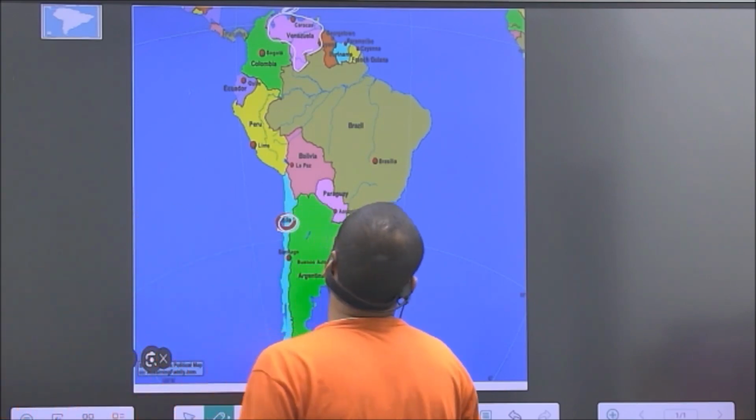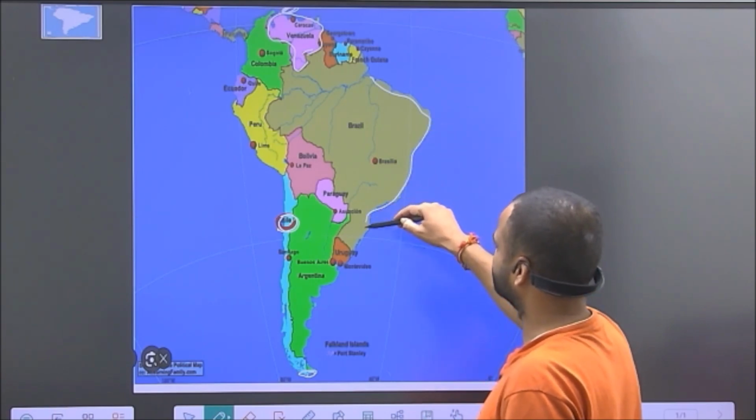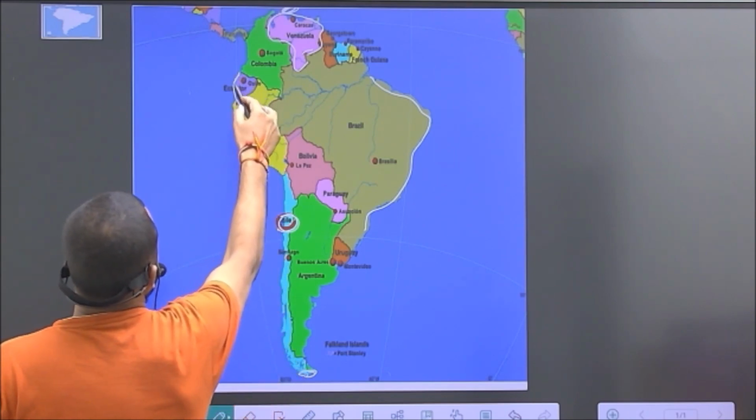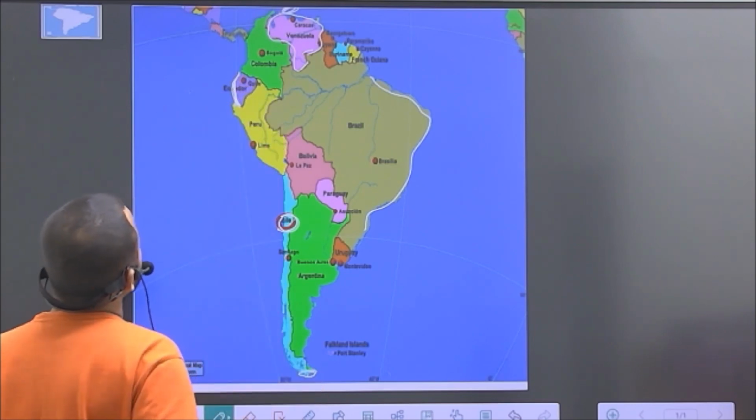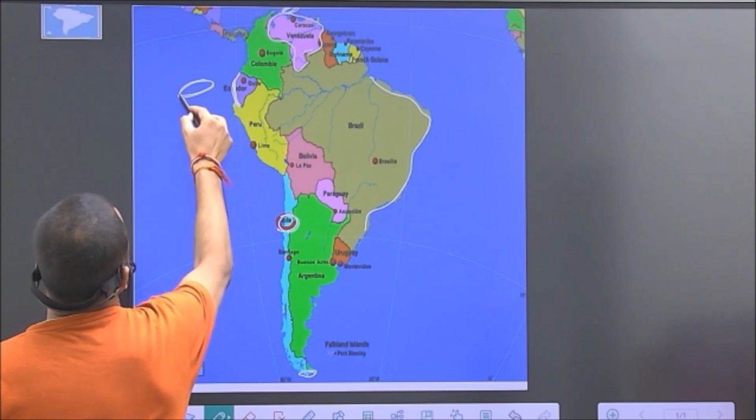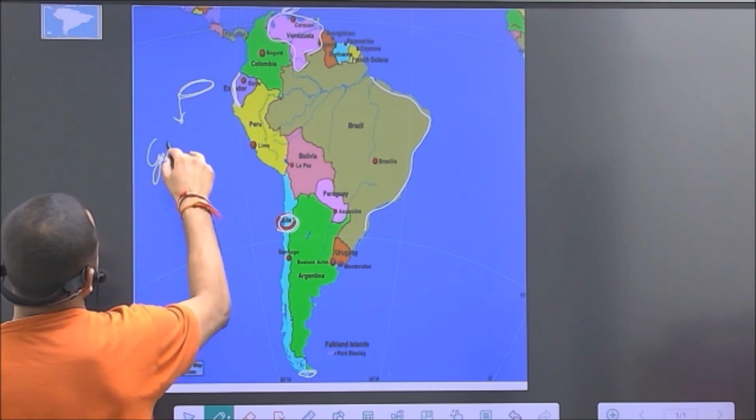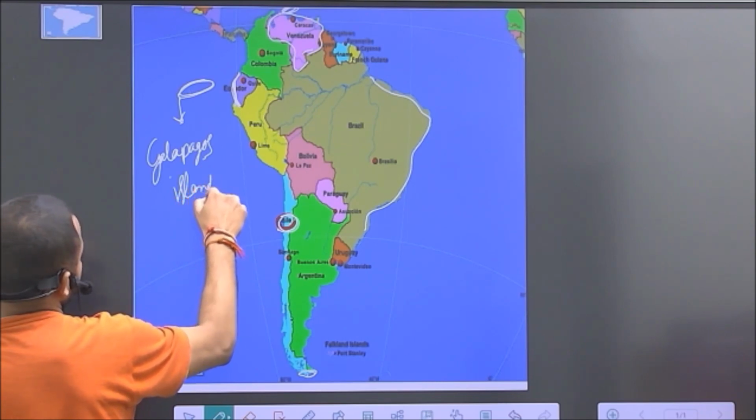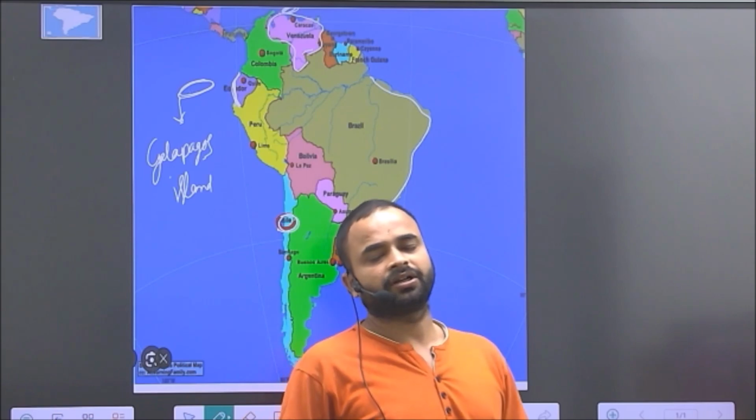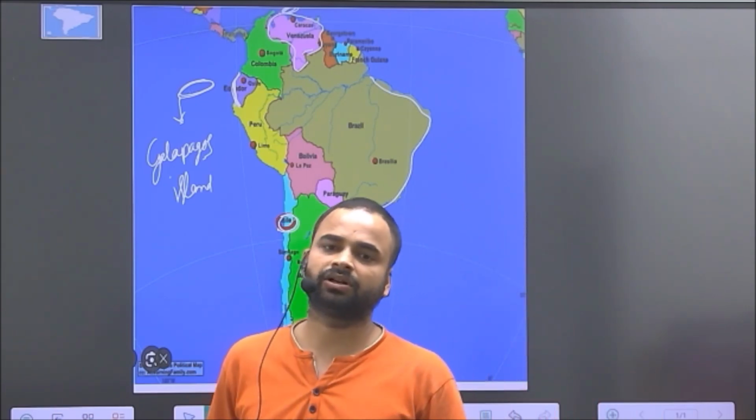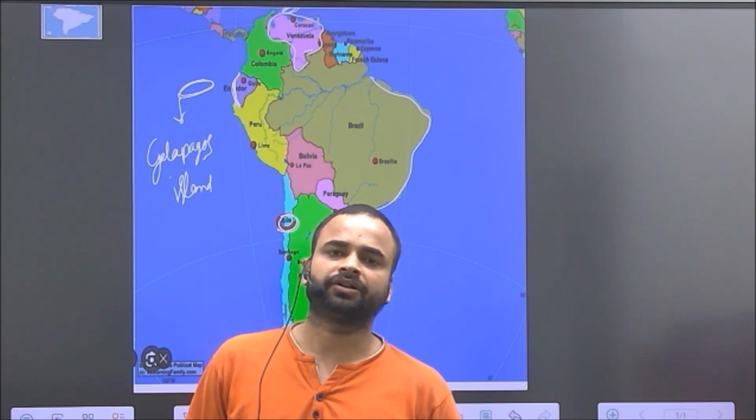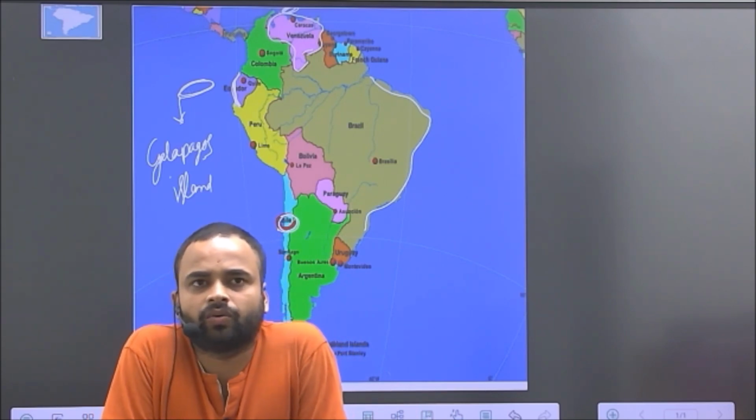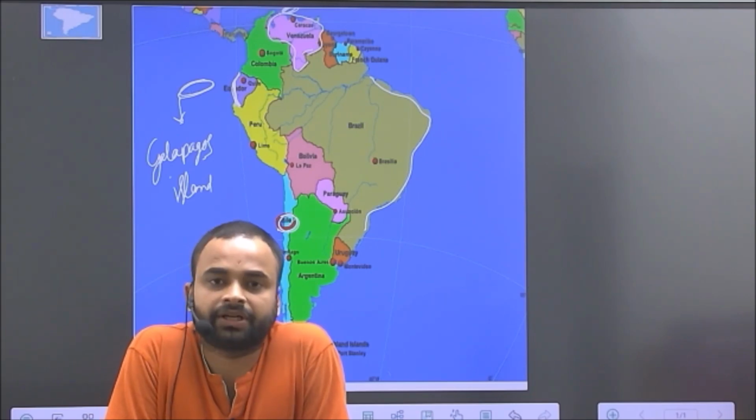Brazil is the easternmost country of South America. Ecuador is the westernmost country, because one island of Ecuador is situated here, which is known as the Galapagos Islands. That's why Ecuador is the westernmost country of South America. So it is all about the countries located in the east, west, north and south. Now we will enter into each particular country.